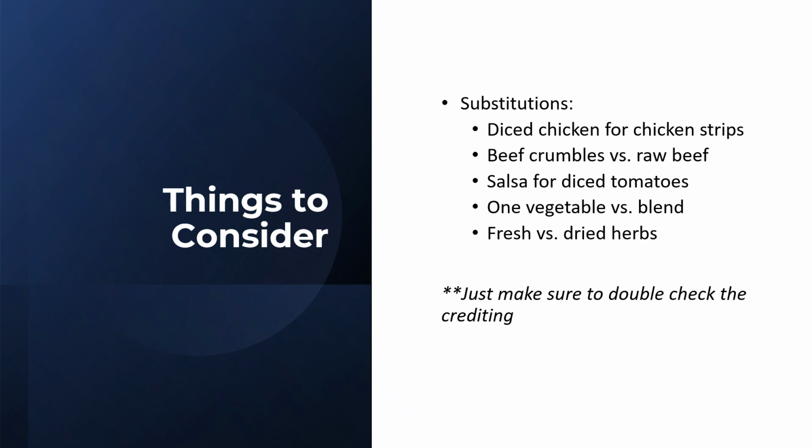Another thing to consider is substitutions. Do you have an excessive amount of USDA chicken strips on hand, so you're going to sub them into the recipe in place of diced chicken? Beef crumbles instead of raw beef, salsa for diced tomatoes, one vegetable versus vegetable blends. You want to make sure that you end up with the same crediting in the end that you would have began with, or at least make a note on your production records that it's going to credit towards a meal pattern slightly differently that day.